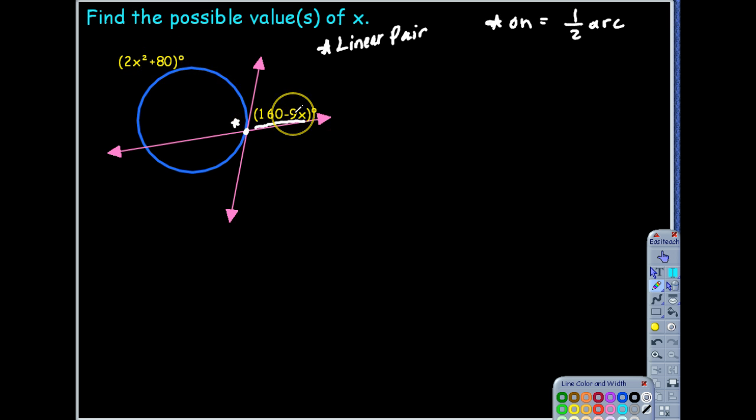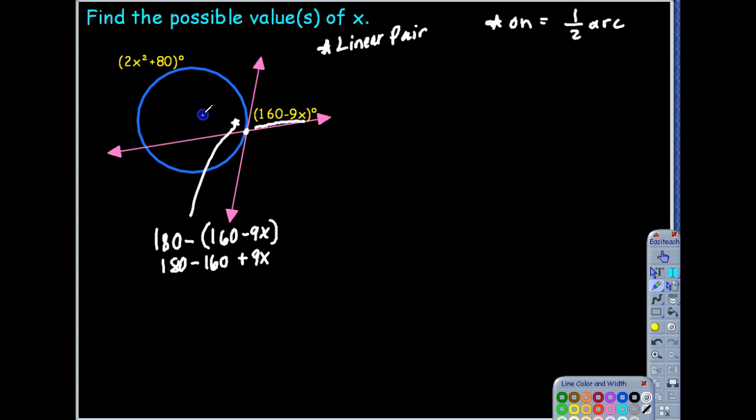Now, what do we know about linear pairs again? They add up to be 180. So basically, to find this angle right here, I'm going to take 180 minus the whole quantity. Now, to show that, I'm going to put the whole quantity in parentheses. When I do that, I'm doing 180 minus the 160, but then I'm subtracting off a negative 9x, which becomes a plus 9. So make sure when you're subtracting a quantity, you're distributing that negative sign through each piece. So this angle ends up being 20 plus 9x. I just showed that off to the side so you could see where that's coming from. All right, keep us going.